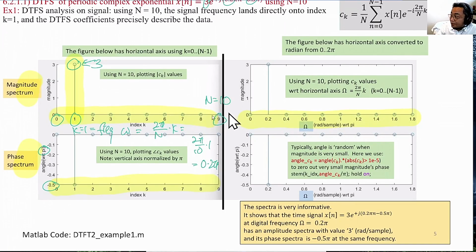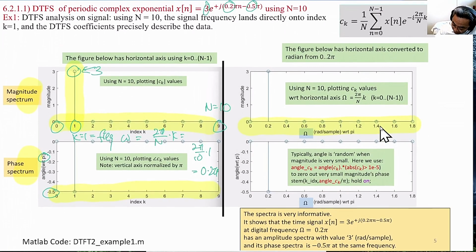So the second figure here, this column of figures, is exactly the same as these figures, except the horizontal axis is now changed to radian per sample. So let me write it down. Radian per sample on the right hand side, and on this side is k with respect to k.